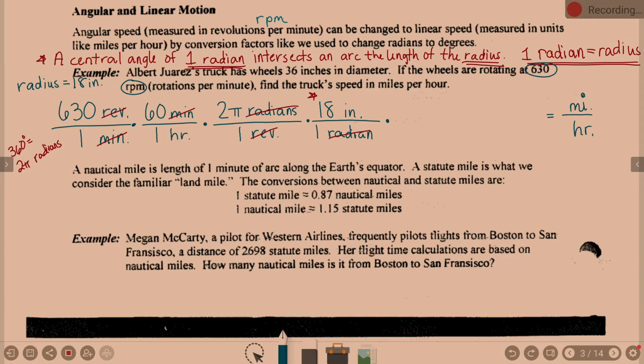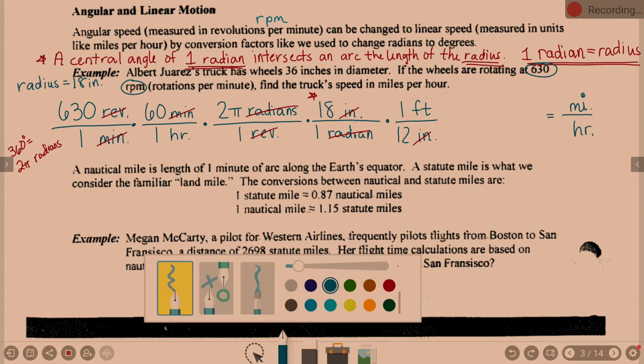How many inches are in a mile? Don't do inches to miles, go to feet first. What do we know about inches? 12 inches in a foot. So if I want inches to cancel, we're going to say 1 foot is 12 inches. I put inches on bottom, so inches will cancel.